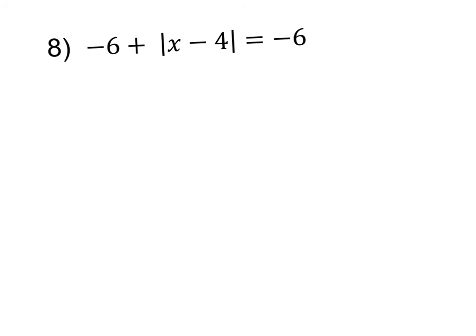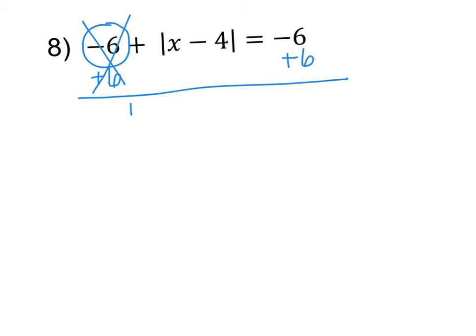Okay, let's look at number 8. We have to get the absolute value by itself, so we have to get rid of negative 6. To do that, we'll add 6 to both sides. The 6's on the left cancel out, giving you the absolute value of x minus 4 equals 0. Then we take the stuff inside. X minus 4 equals 0.